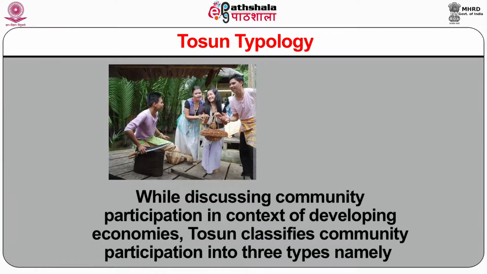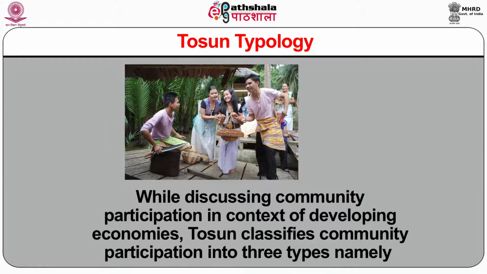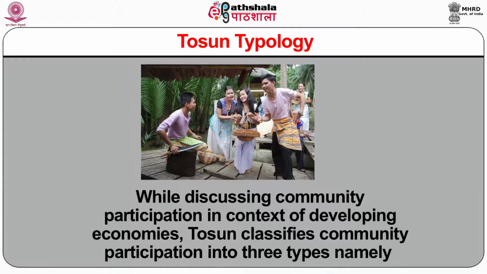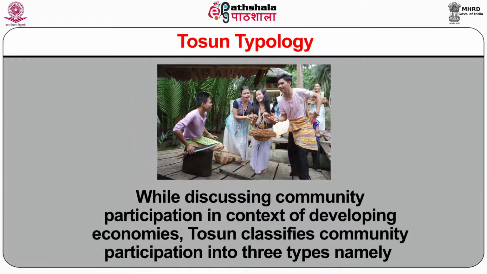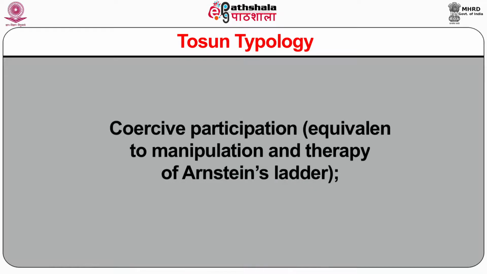While discussing community participation in context of developing economies, Tosun classifies community participation into 3 types, namely coercive participation, that is equivalent to manipulation and therapy of Arnstein's ladder; induced participation, which means equivalent to informing, consultation and placation of Arnstein's ladder; and spontaneous participation, which means equivalent to partnership, delegated power and citizen control of Arnstein's ladder.